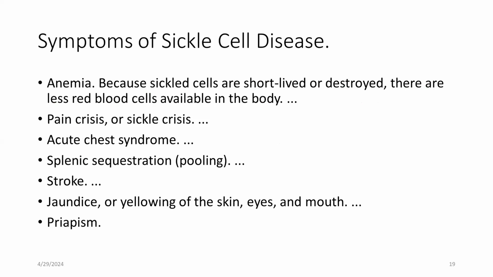Symptoms of sickle cell disease: anemia, because sickle cells are short-lived or destroyed, so there are fewer red blood cells available in the body. Pain crisis or sickle crisis, acute chest syndrome, splenic sequestration, stroke, jaundice or yellowing of the skin, eyes and mouth, priapism.